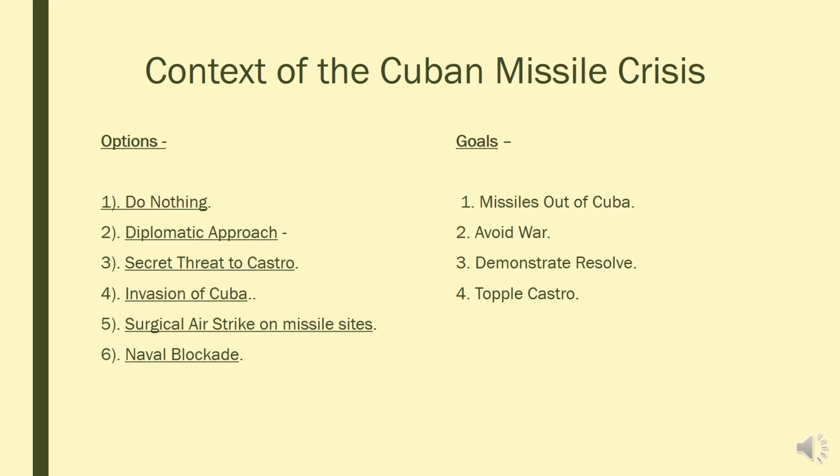As you look at the history of the Cuban Missile Crisis, diplomacy was used, secrecy was used, naval blockade was used, and ultimately the invasion and the airstrikes were not, because the second goal is also very important. Remember, the goals in a rational decision are in rank-ordered preference. So avoiding war is more important than demonstrating resolve and toppling Castro.